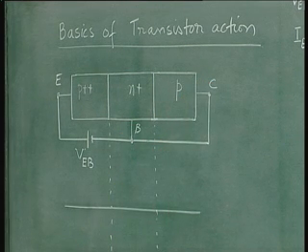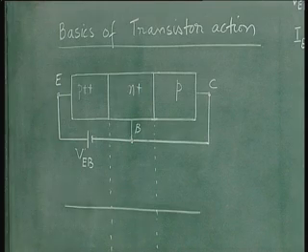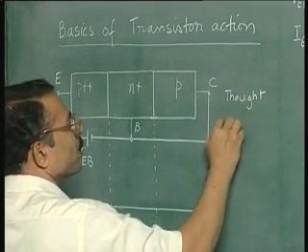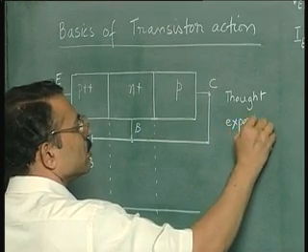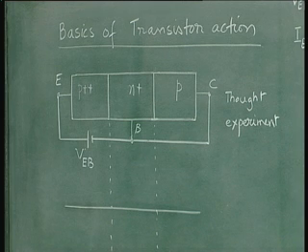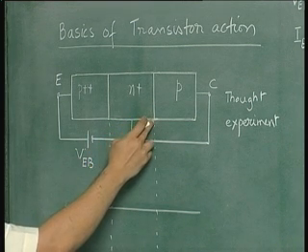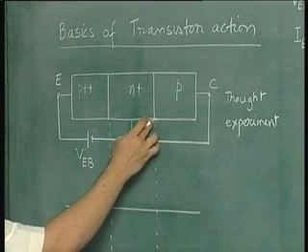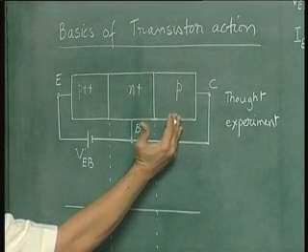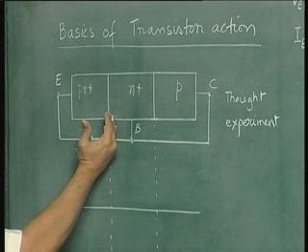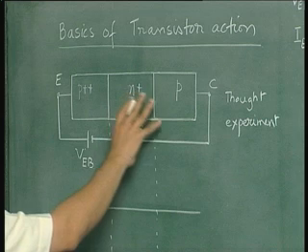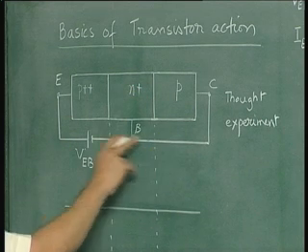Now what we will do is that we will be doing a thought experiment. This experiment will involve moving the collector junction to far away locations from the emitter junction and then slowly bringing the collector junction closer and closer to the emitter junction, and then seeing what happens to the various currents in the device and in the terminals.